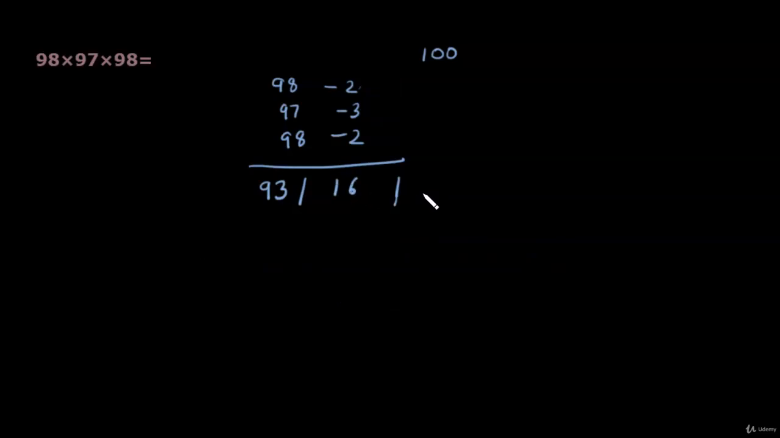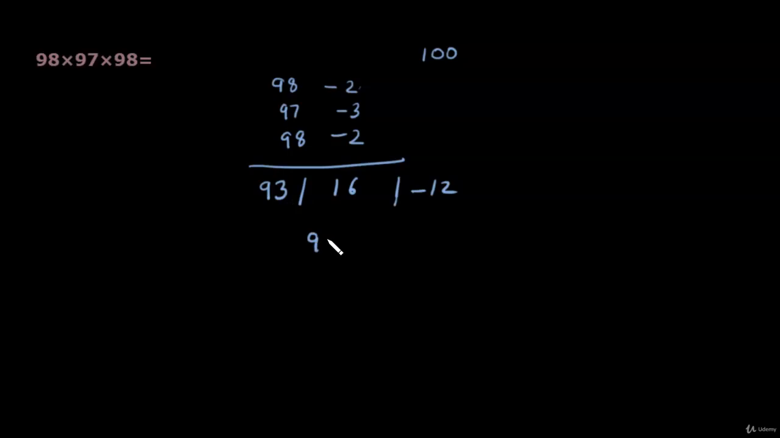In order to write the third part of the number, we will multiply these three numbers like this. So this is going to give us -12. Now the first part of the number is positive, the second part is also positive, but the third part is negative.